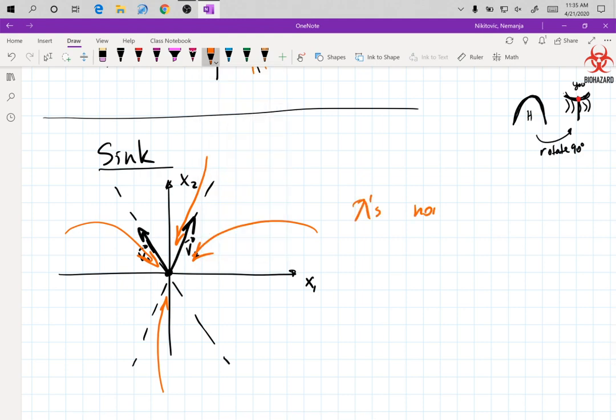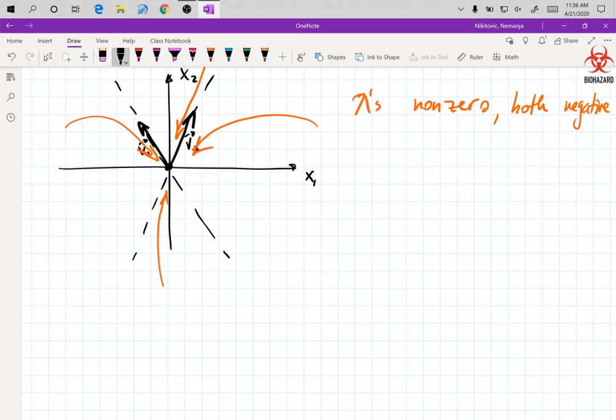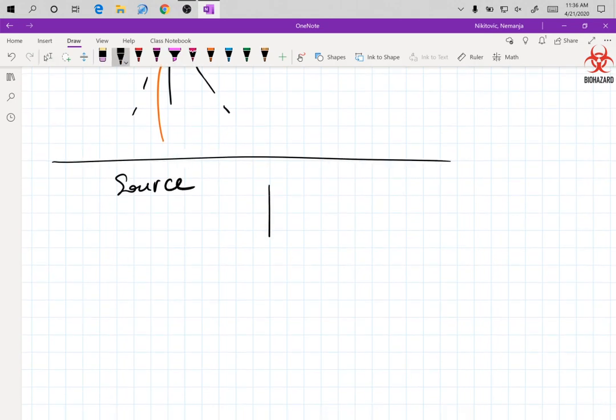Lambdas non-zero, both negative. So this would be something that absorbs energy, let's say. Absorbs energy, and then you can have one that is a source which will radiate energy, and those are the positive ones. So we'll call that the source. Again, draw any type of these solutions. Technically most of your homework here would be to recognize the correct picture, to know what you are looking for.